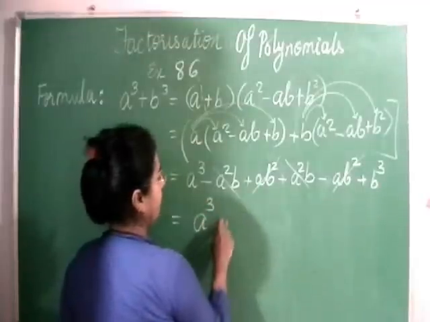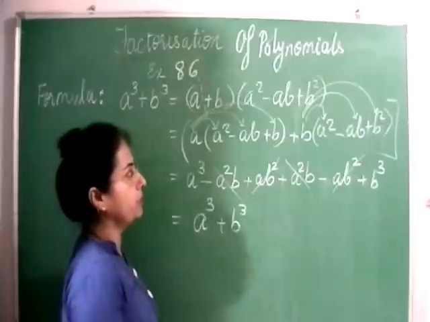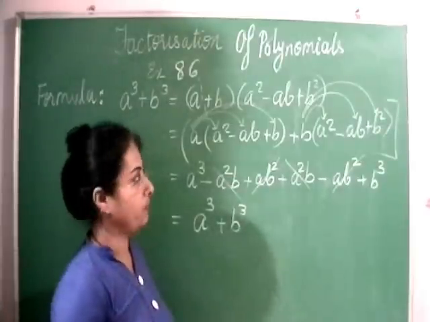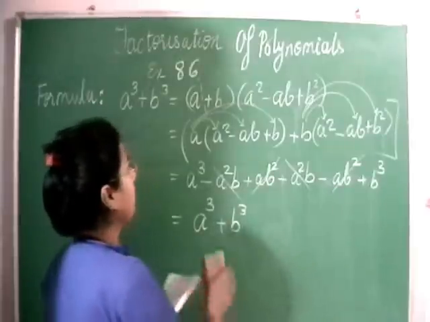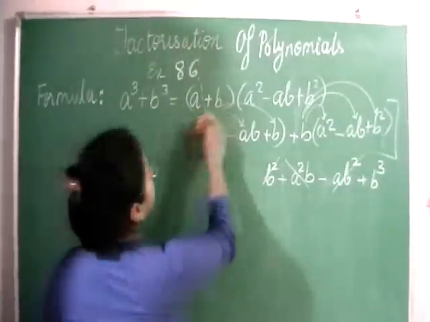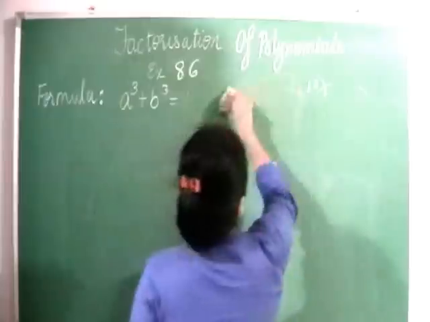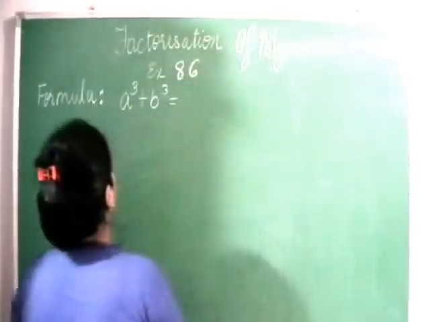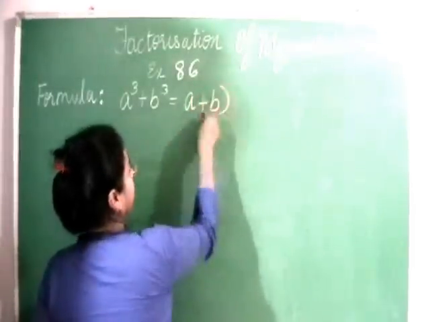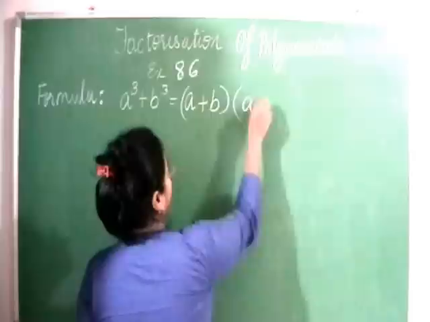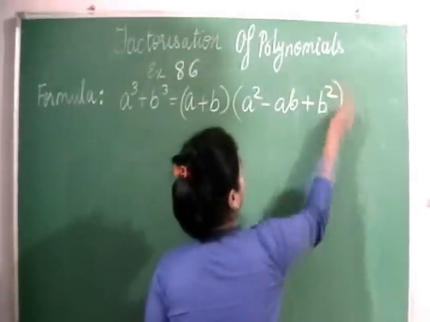a cube plus b cube. This is how you get the formula a cube plus b cube is equal to (a plus b) into (a square minus ab plus b square). We will be applying this formula for Exercise 86. Come on, repeat the formula with me. (a plus b) bracket (a square minus ab plus b square).